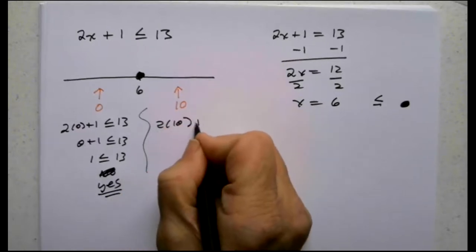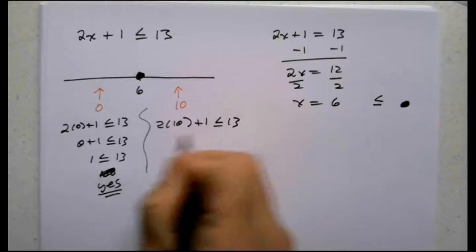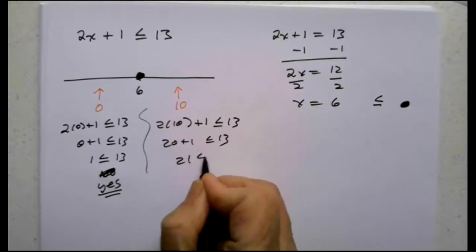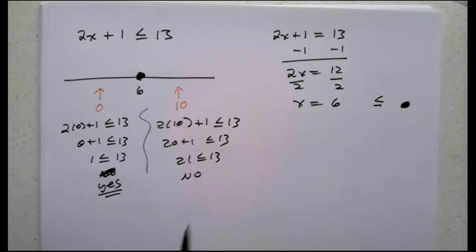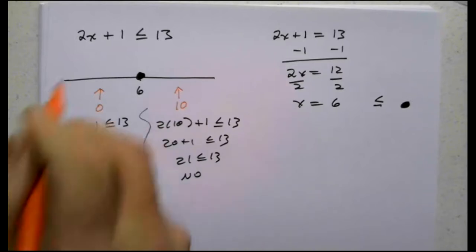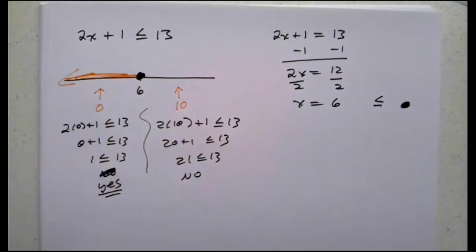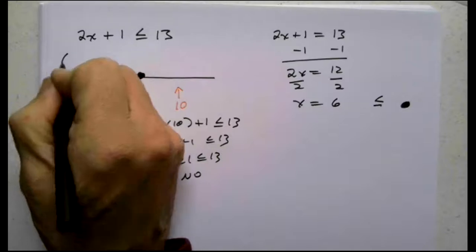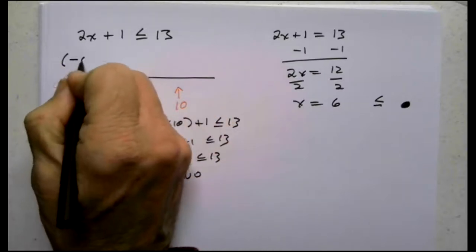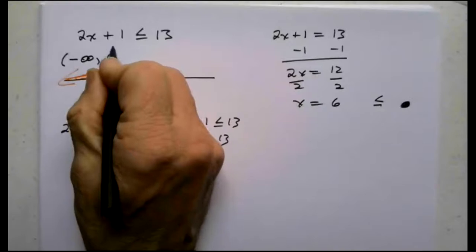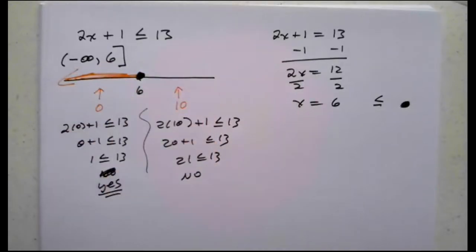Over on this side, 2 times 10 plus 1, is that less than or equal to 13? 20 plus 1 is 21, less than or equal to 13? That's no. So that tells me which way I have to shade. Shade towards the yes and don't shade towards the no. So that is my solution set. Now doing that in interval notation, we always go left to right, starting at negative infinity, going to 6. It includes that point. So that is my answer.